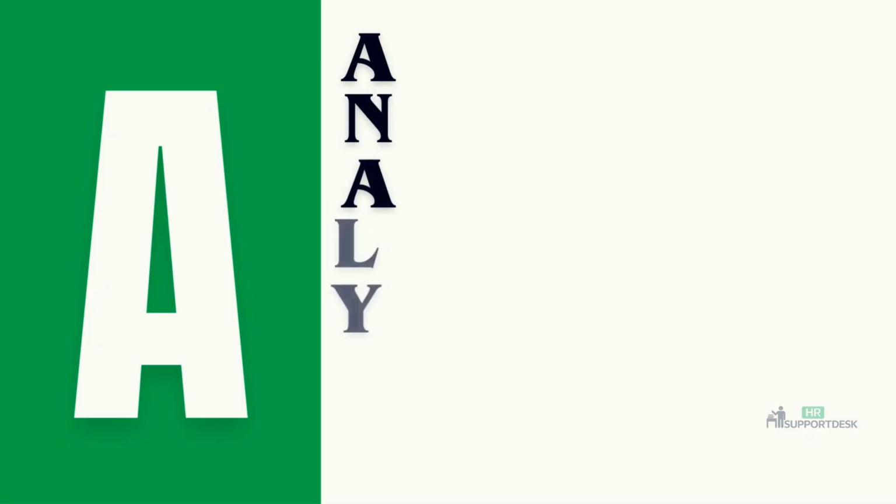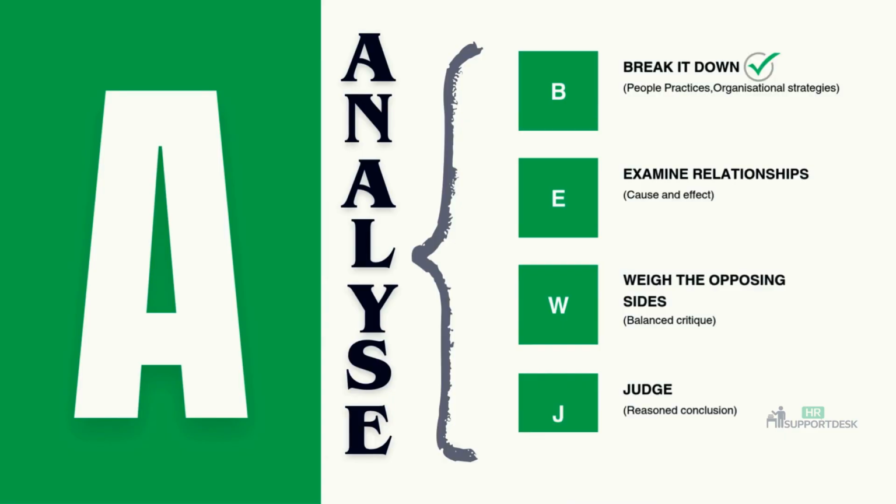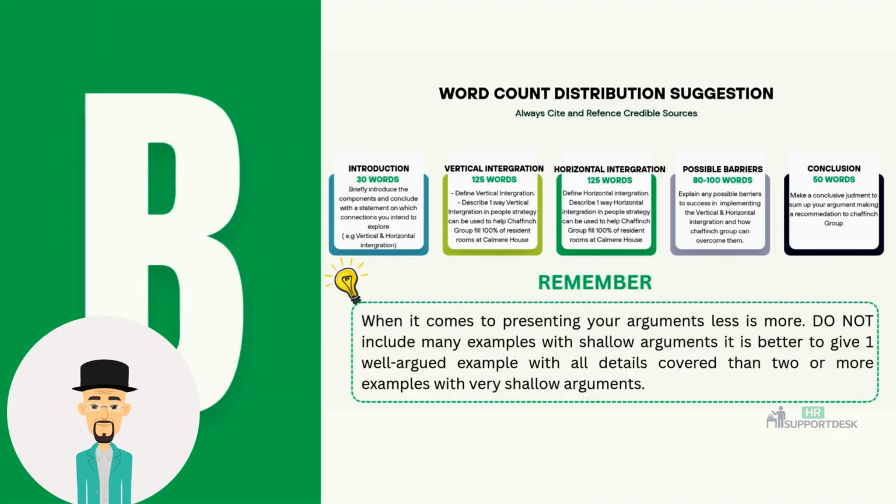As we come to the end of the lesson, always keep in mind that to pass this question is as easy as ABC. A. Apply the command verb analyze. Always remember your BEWJ. Break it down. Examine relationships. Weigh the opposing sides. And finally, offer a reasoned judgment. B. Balance your word count. Set a clear word count for each AC before you begin writing, and ensure you stay within those limits when writing. This will help you manage the overall assignment word count effectively.